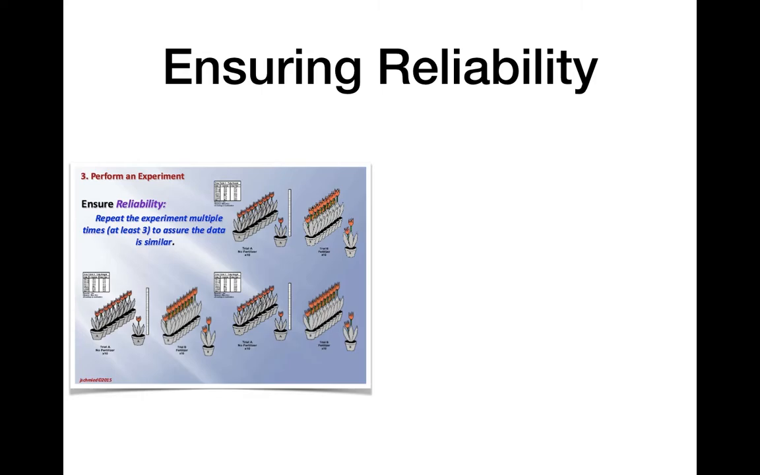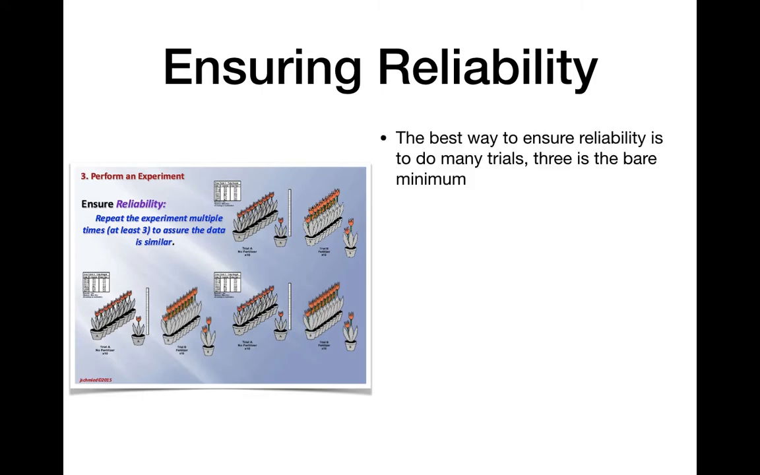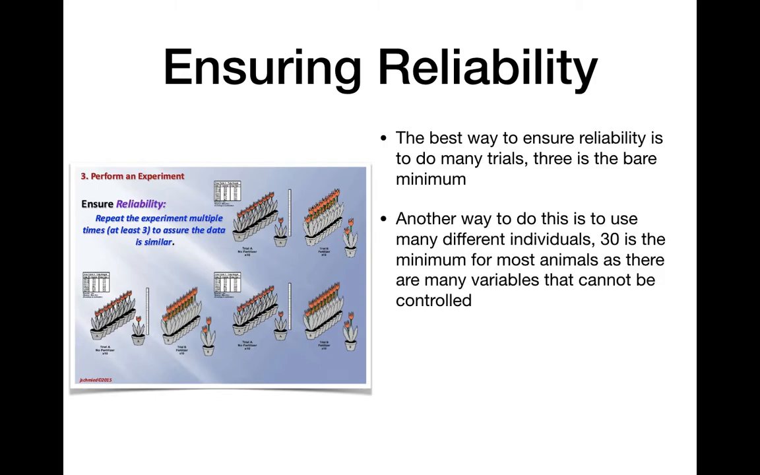Okay, what about reliability? So the best way to make sure it's reliable, that you're getting the same repeatable results, is that you have many trials. 3 is kind of the bare minimum what we have students do in like middle school, grade 9, grade 10. 5 is okay, even more is better.